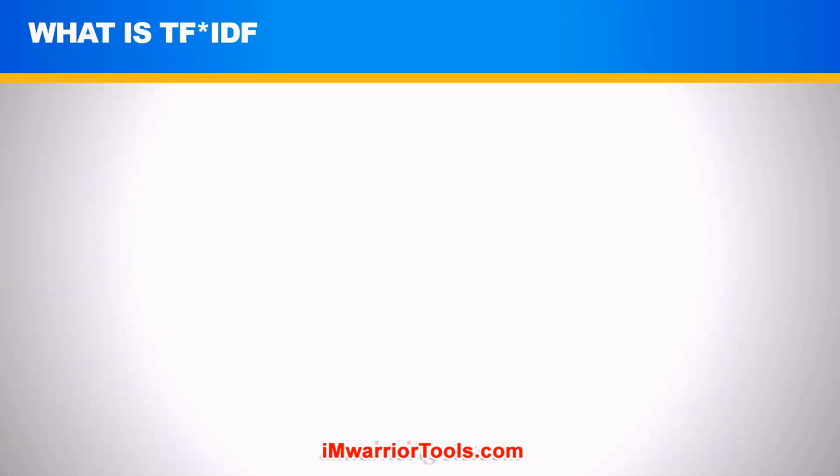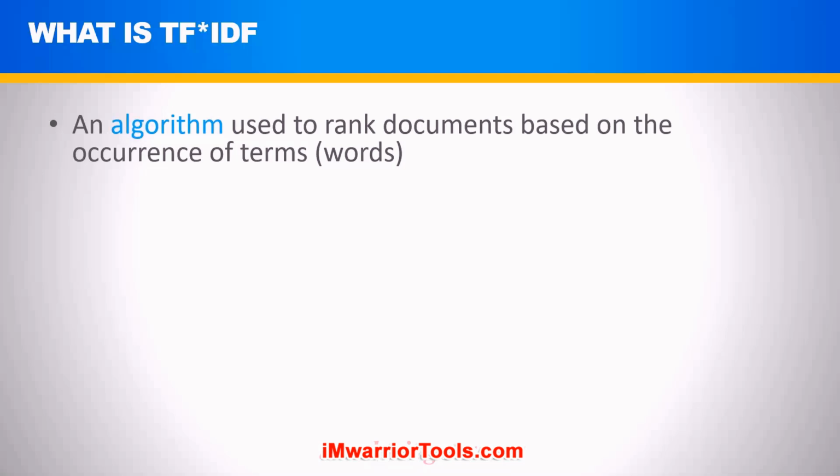So first off, for the people that don't know what TF-IDF is, it's basically an algorithm that is used to rank documents, or rank different web pages in our context, based on the occurrence of words. They're trying to figure out relevance, and they're going to rank different documents, websites, web pages, whatever have you, based on how often specific words show up in the document. In the generic sense, they call them terms.